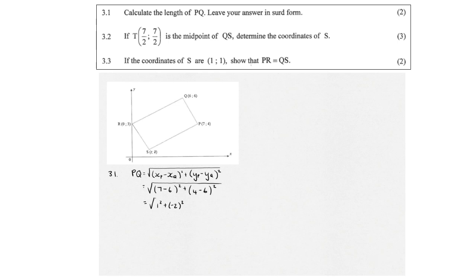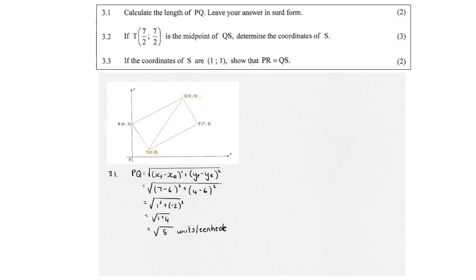And please note that I put the negative answer in brackets and then square it, because if it's not in brackets, the negative is not squared, and then you'll get a negative answer under the square root, and that is undefined. So make sure to always put a negative answer in brackets and then square it. And this simplifies to the square root of 1 plus 4, and that equals the square root of 5. So the length of PQ is square root 5 units. And for this question, you get 2 marks, 1 mark for the correct substitution, and 1 mark for the answer.